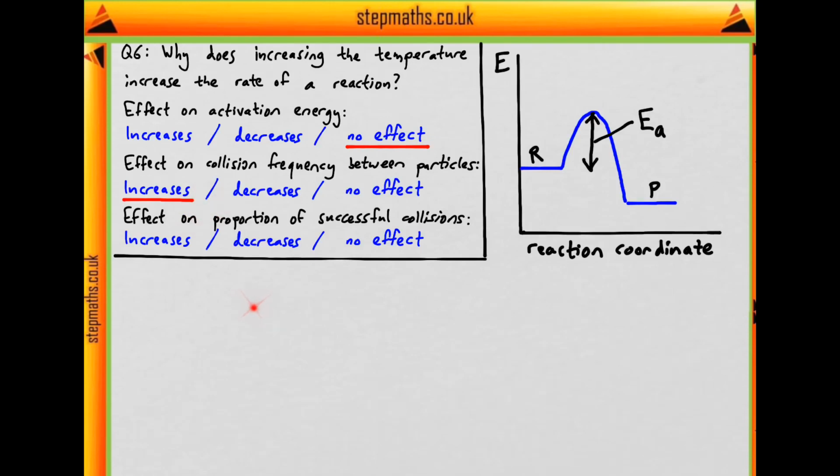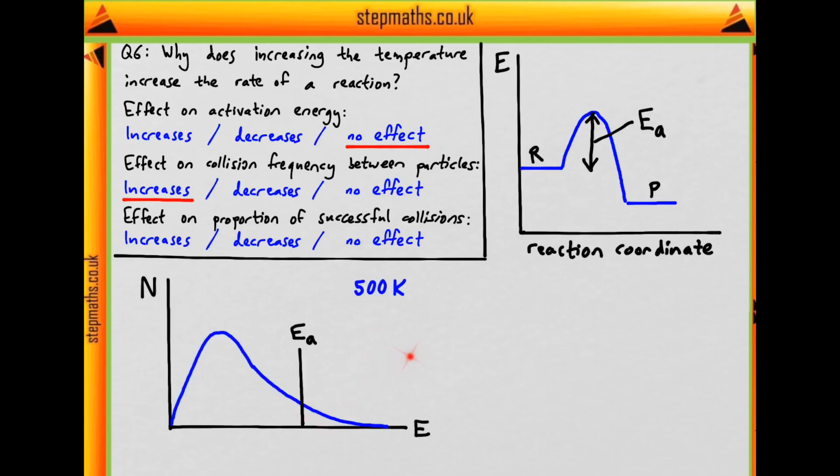Now finally, what's the effect of increasing temperature on the proportion of successful collisions? Now let's think about this carefully. Is there a diagram we can draw that can sum this up? Well, what about the Maxwell-Boltzmann distribution of speeds? So we've got the number of particles of a particular speed at a certain temperature, and the energy is on this axis with an activation energy a certain distance along it.